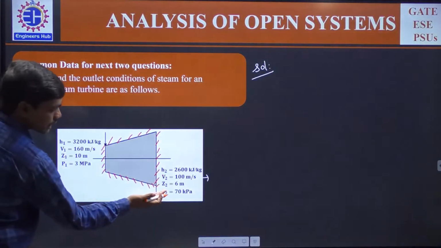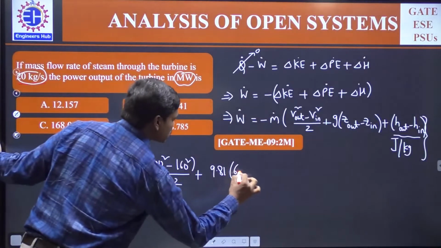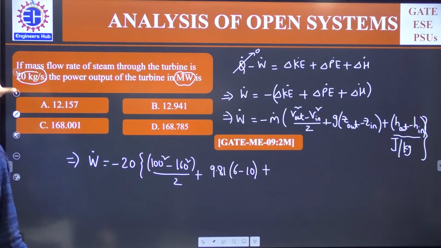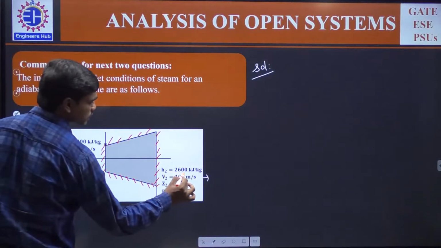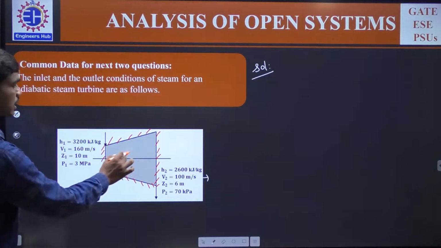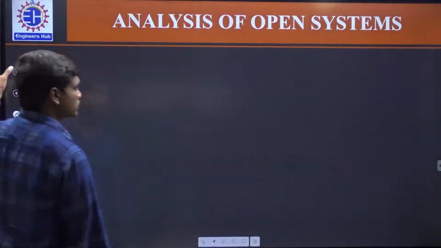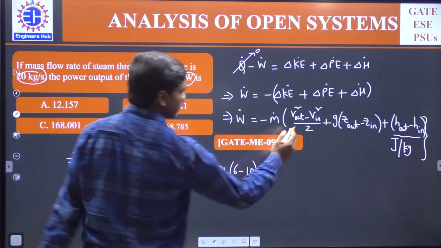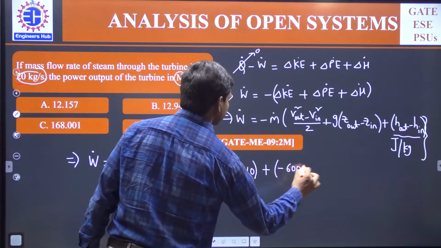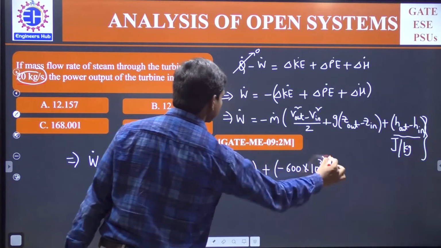If you see, the outlet is at an elevation of 6 meters and the inlet is at an elevation of 10 meters. So 6 minus 10, plus H out minus H in. H out is 2600 kilojoule per kg and this is 3200. So the net difference is 600, H out minus H in is minus 600, into 10 cube, because this should be in joule per kg and the given options are in kilojoule per kg.